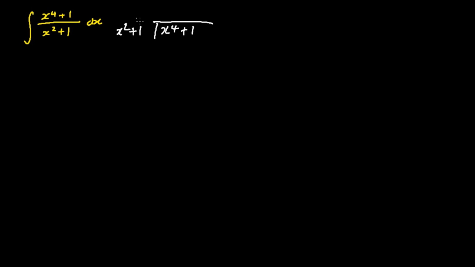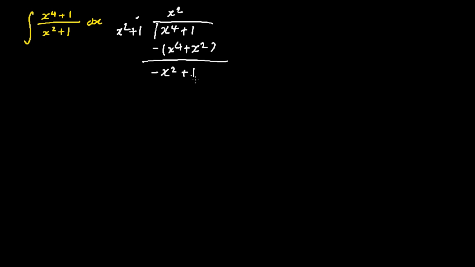So this is my divisor. The first step we're going to do is get rid of this x^4. To do so, we multiply x^2 + 1 by x^2, in which we get x^4 + x^2. This will be negative x^2 plus 1.